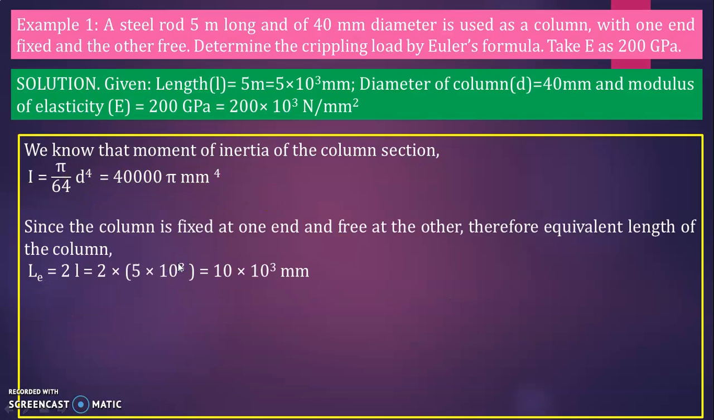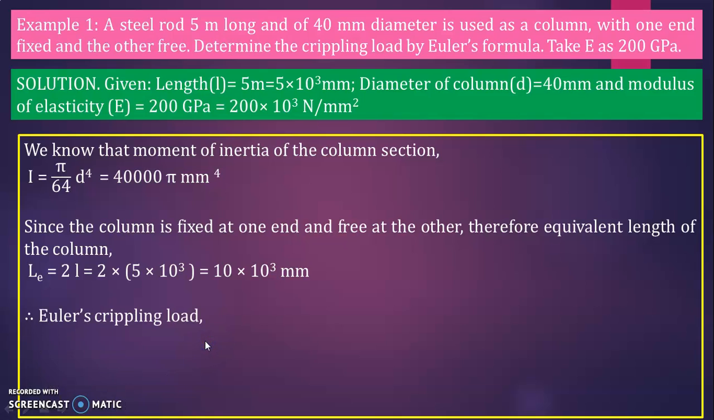Now you have to see what the equivalent length of the column is. LE is equal to 2L, because one end is fixed and the other end is free. So 2 into L, where the length is 5 meters, that is 5 into 10 raised to 3 millimeters. Simplify, and you get 10 into 10 raised to 3 mm.